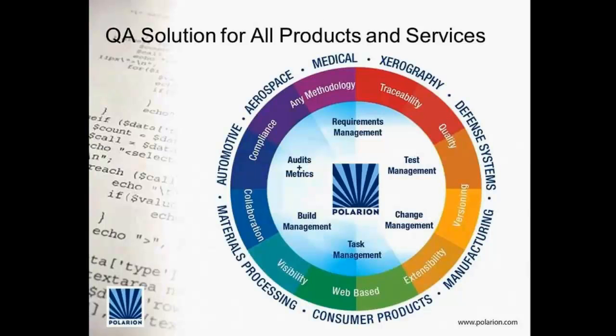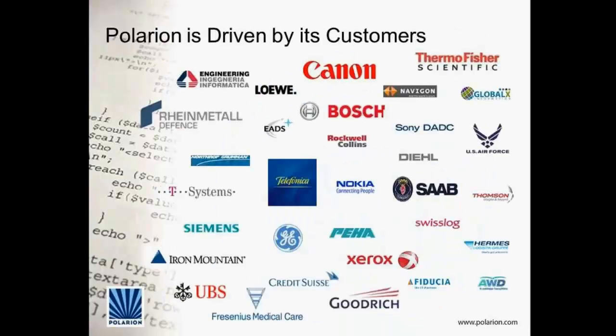We strive to provide a solution for all products and services, whether it's the automotive, the aerospace, medical industries, or whether you are looking for compliance, traceability, the ability to work with any methodology. We provide requirements management, test case management, application lifecycle management for all of these products and services. Here's just an example of some of the customers that are using Polarion currently. We have a lot of aerospace, automotive, and medical companies, but we also have customers who are in the financial industry. We have customers in telecommunication and in defense as well.